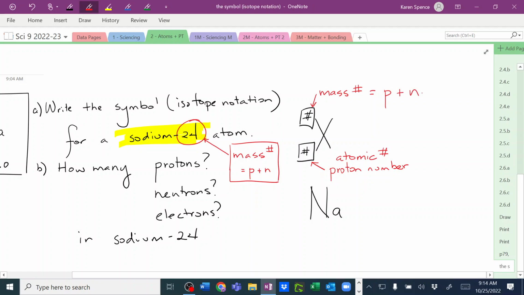Why are electrons not in the mass number? They don't make a difference because they are so small. Okay? Yeah, 0.00001 or something like that, right? Or 2 or, yeah.